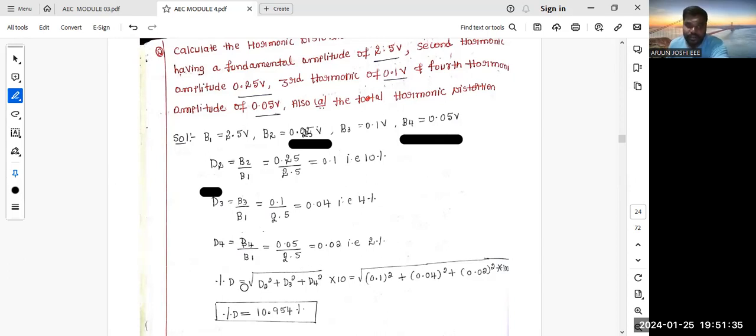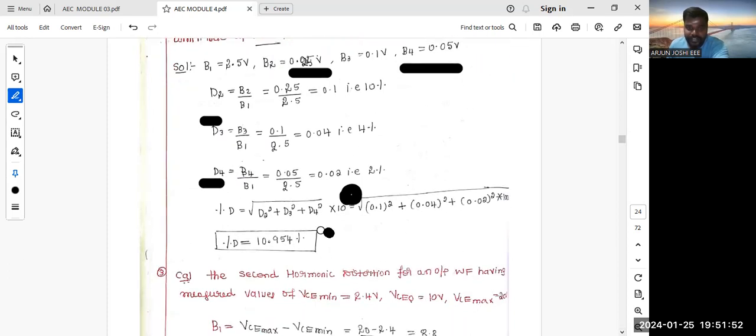Okay. Now percentage D we require. What is the formula for percentage D? Root of D2 square plus D3 square, up to however many they mention, D4 square, and then multiplied by 100. Substitute the values and get the answer, like 10.95, for total harmonic distortion. This is how we need to solve the problem. Sometimes they ask this type of very easy question in the semester end examinations.